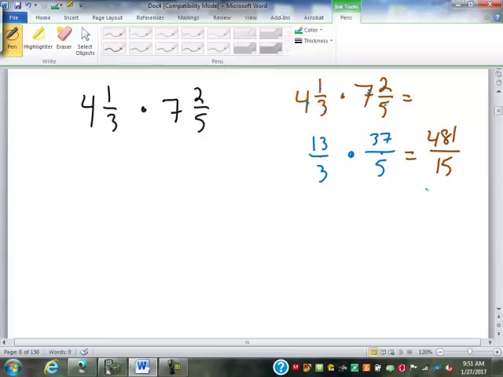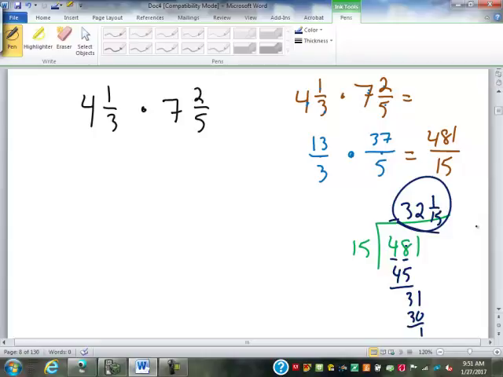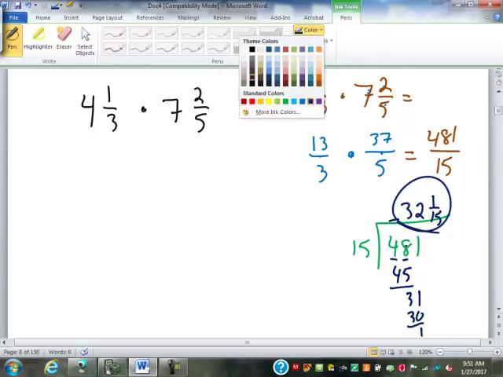So now again, if you're looking at that and you don't see that that's 32 and 1/15, we can do the long division with remainder. 481 divided by 15. 15 does not go into 4, so leave that blank. 15 goes into 48 3 times. 3 times 15 is 45. 8 minus 5 is 3. Bring down the 1. 15 goes into 31 twice. That's 30, with 1 left over. So that is 32 and 1/15.